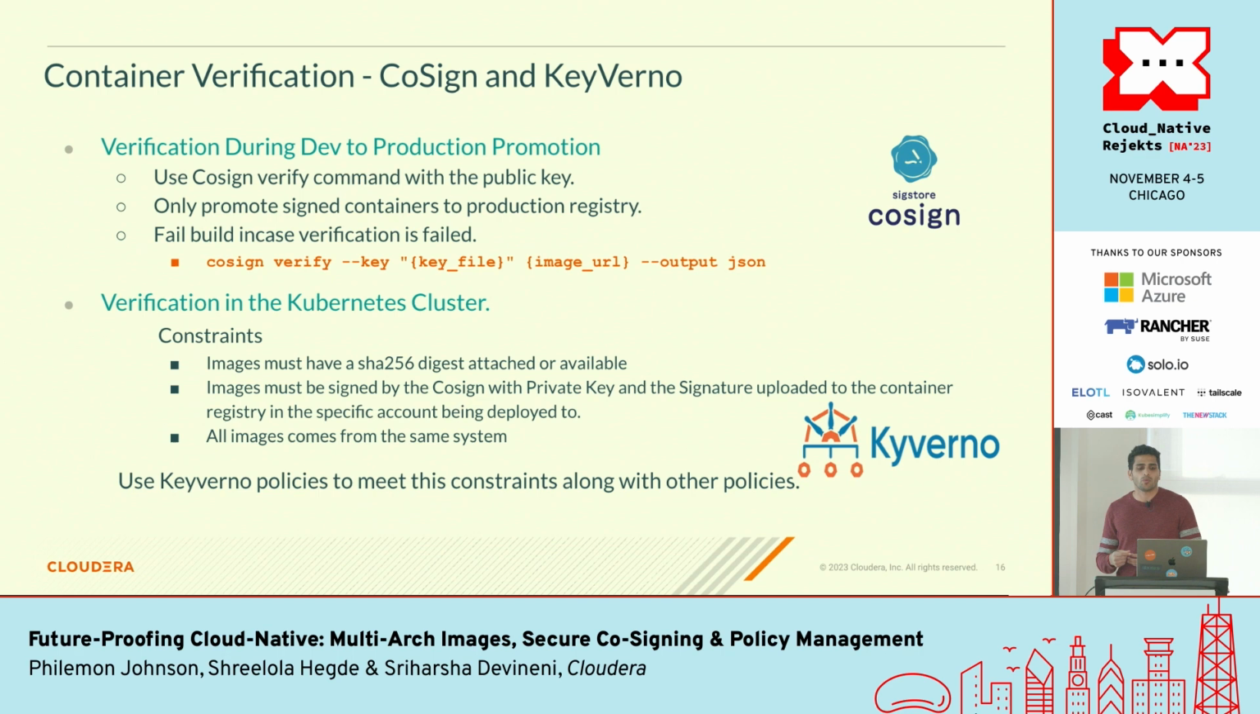But how are we doing the different verifications? Most developers have a development process, then we have to push to production. All the builds or versions you publish will not go to production. So what we do is use the cosign verify command with the public key and only promote signed containers to the production registry. If the containers are not signed, either base images, third party images, or even our own IP images, we are not promoting them to the production registry.